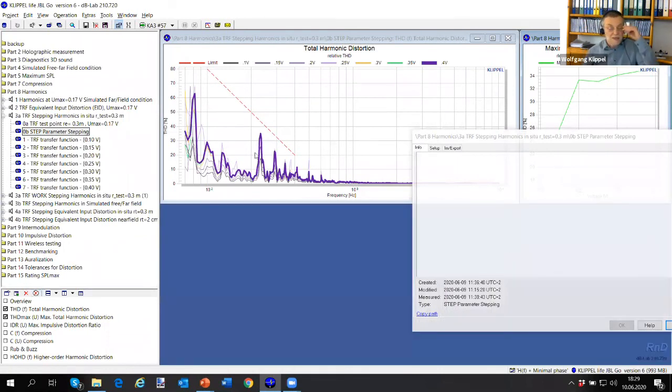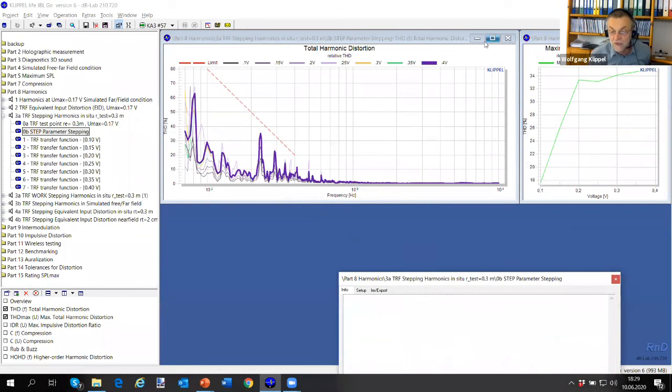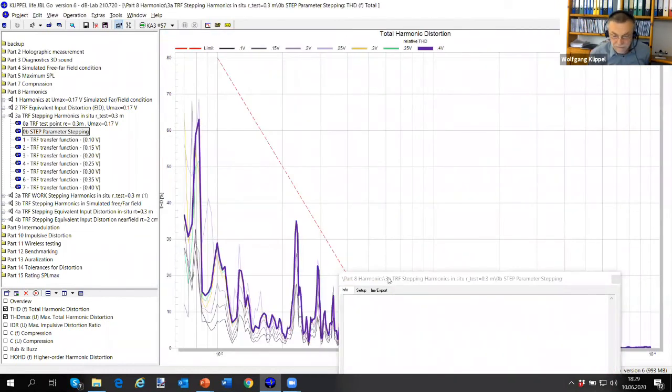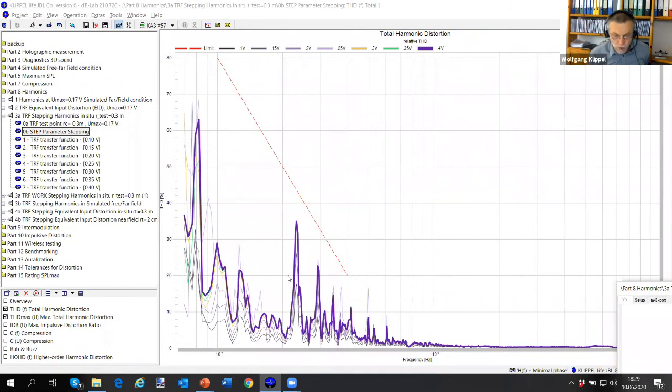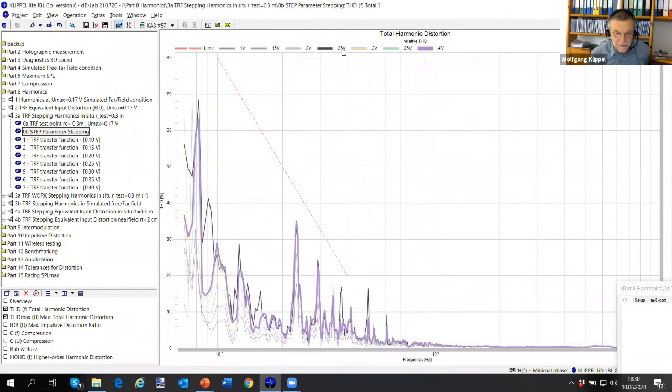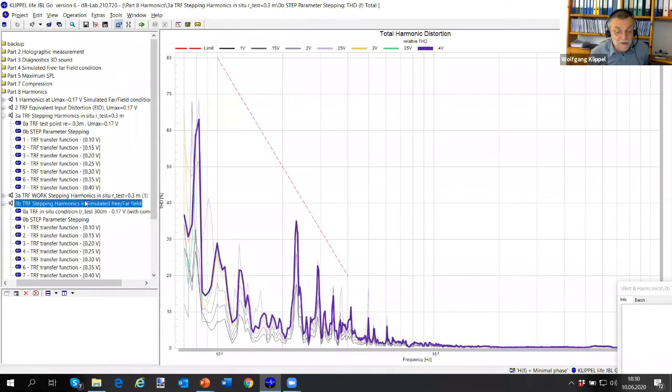We are now here in situ at 30 centimeters without room correction. We get all the strange results, yeah, from the room modes. So it's difficult to interpret. We have sometimes also the feeling here one measurement is higher than the next one here. Maybe it's very complicated.